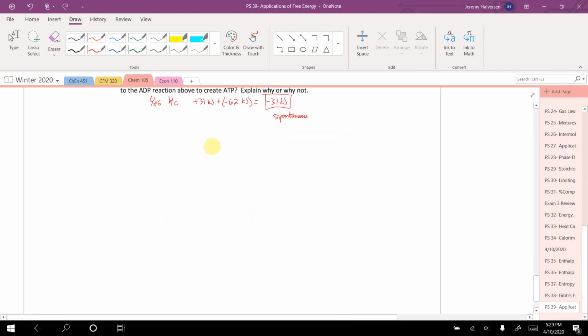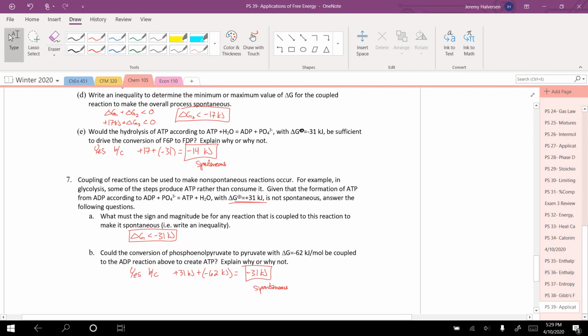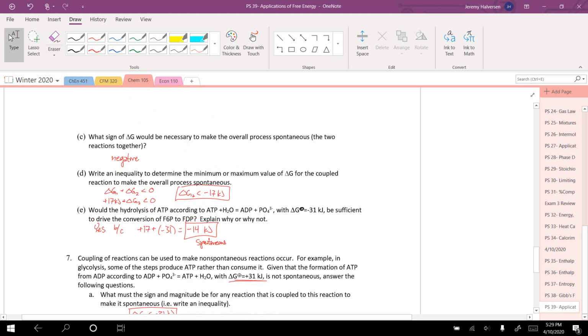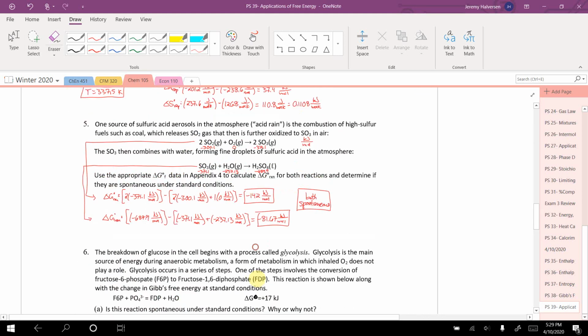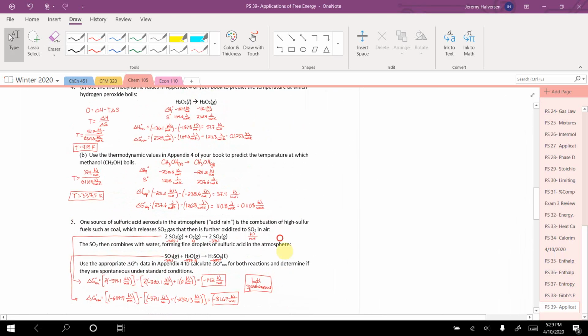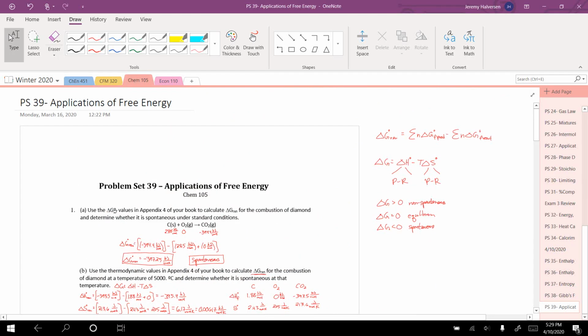Okay, so there's a couple of applications. That's the end. A couple of applications of Gibbs free energy, because Gibbs free energy is really the driving force that makes reactions happen. And so we can use what we know about enthalpy and entropy to find the temperatures at which stuff becomes spontaneous. And we can use information about Gibbs to figure out if stuff is spontaneous. And we can use Gibbs free energy to understand coupling of reactions.